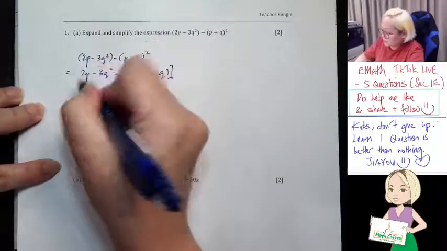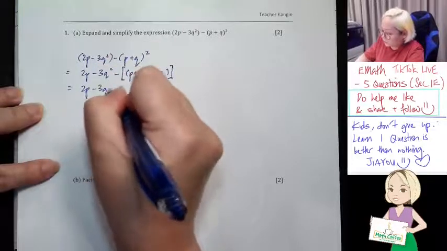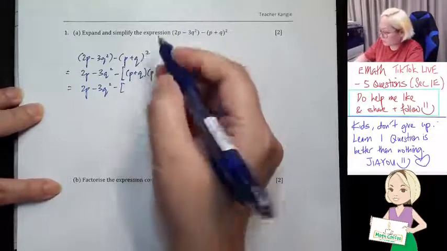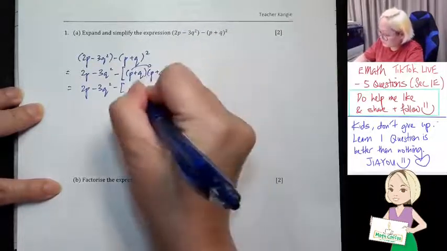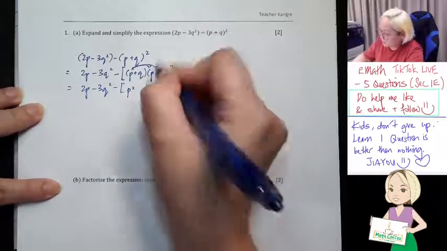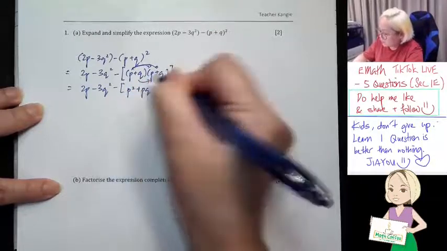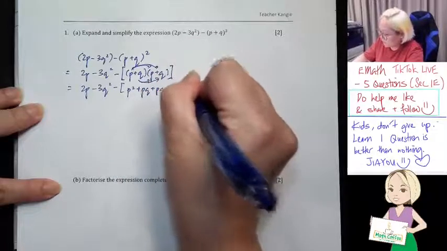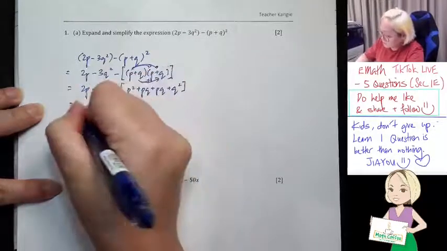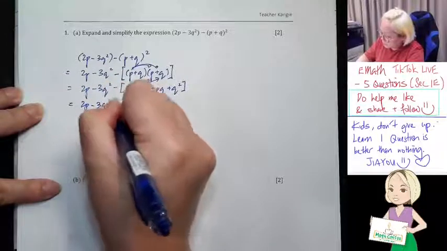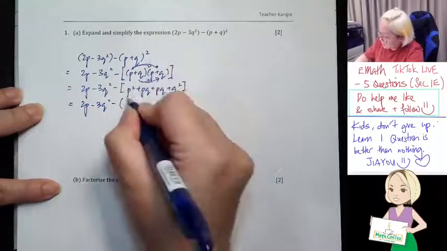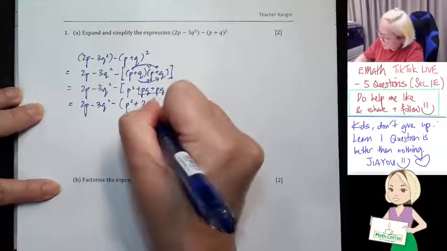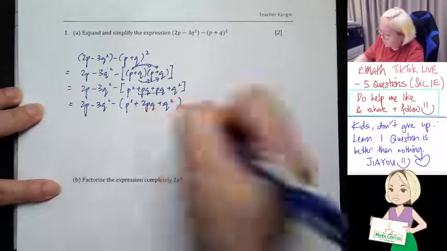Okay, let's continue. Open this one, copy. Then you're supposed to rainbow this side. This one times this one gives me p squared. This one times this one is plus pq. This one times this one is plus pq, and this one times this one is plus q squared. So (2p - 3q) squared, no change. Before I open up, let's simplify this part, because these two are like terms. So it will be p squared plus 2pq plus q squared.